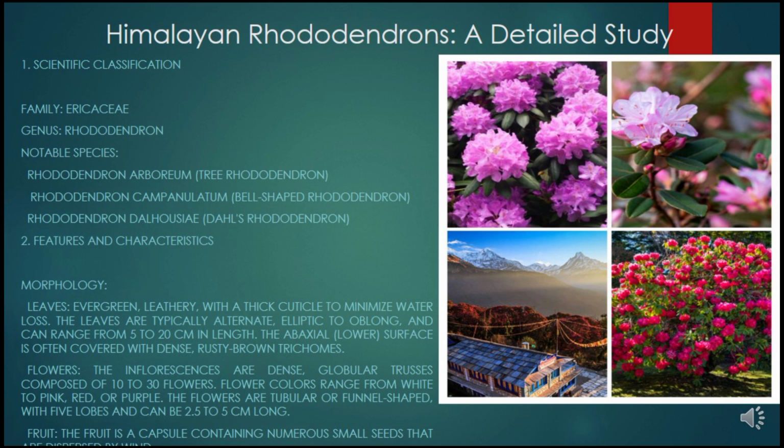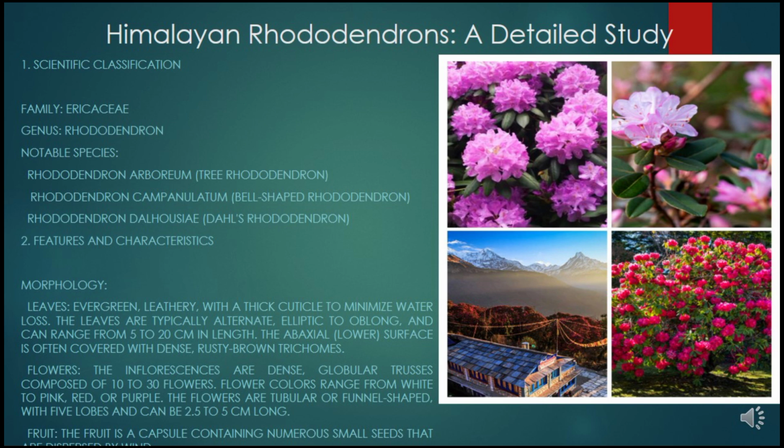2. Features and characteristics. Morphology: the leaves are evergreen, leathery, with a thick cuticle to minimize water loss. The leaves are typically alternate, elliptic to oblong, and can range from 5 to 20 cm in length. The abaxial lower surface is often covered with dense, rusty brown trichomes.